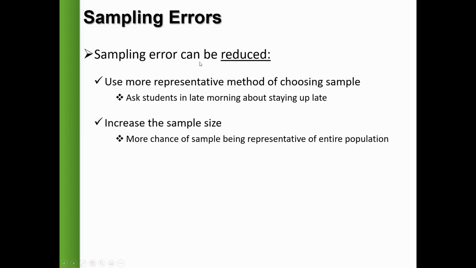Sampling errors can be reduced. Use a more representative method of choosing the sample. Ask students in the late morning about staying up late at night. Increase the sample size. More chance of the sample being representative of the entire population, so by asking more people.